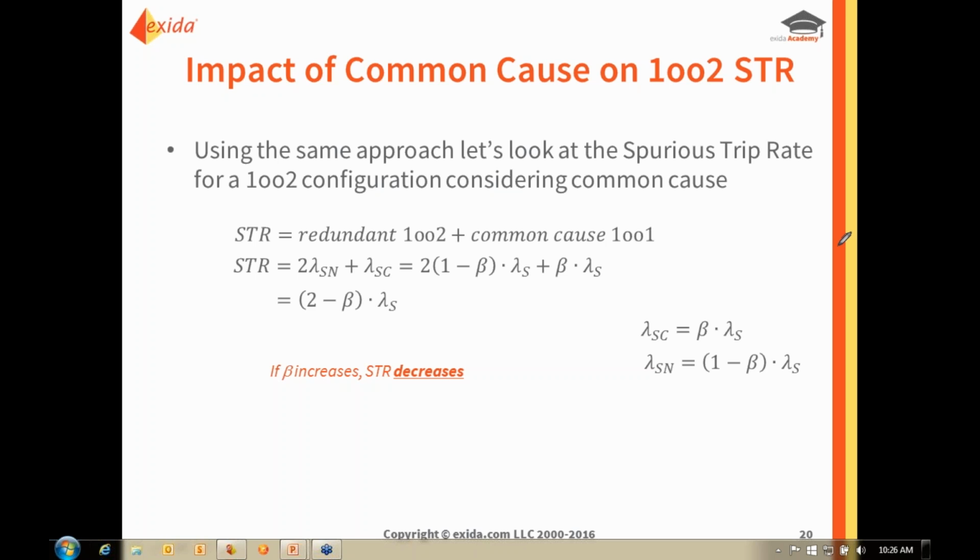Why is that? Well, a 1 out of 2 configuration is intended to increase safety at the cost of spurious failures. But the more that 1 out of 2 configuration starts to behave as a 1 out of 1, the less likely it is that there will be a spurious trip. So the same behavior we see for PFDavg for 2 out of 2 is what we see for spurious trip rate in 1 out of 1 and 1 out of 2.